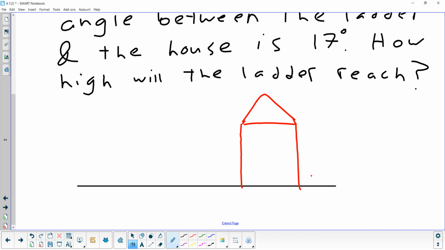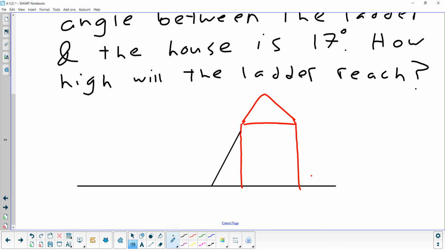Good enough. So there's my house. And now I'm going to have a ladder leaning against it, like that. So the goal here wasn't to draw a triangle. The goal was to draw this picture, and then a triangle will happen automatically.